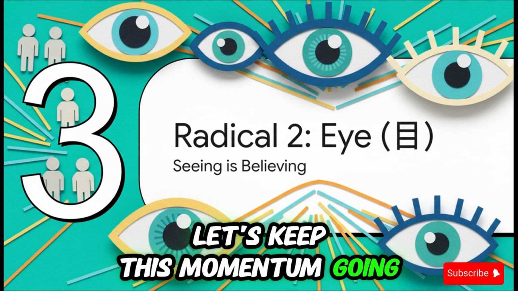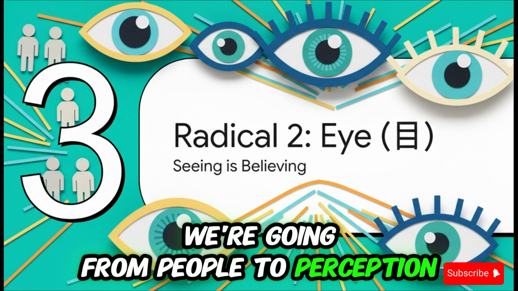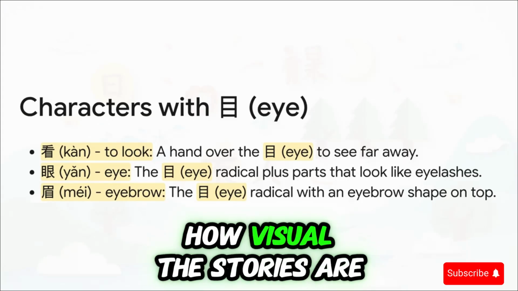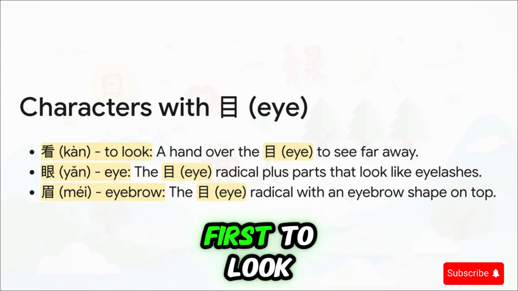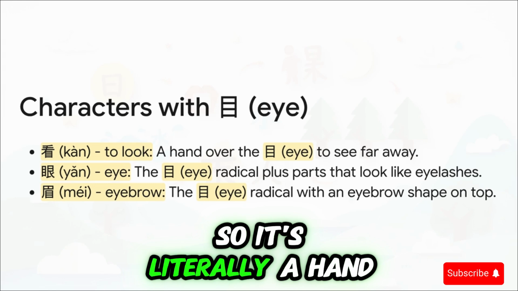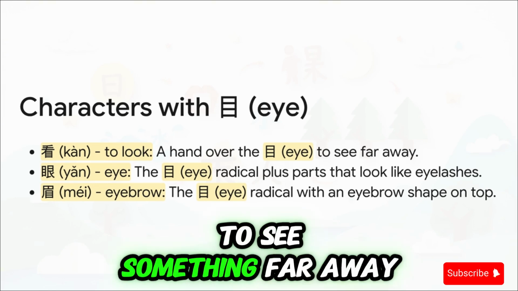Let's keep this momentum going and move to our next radical. We're going from people to perception with the eye radical. What's really cool here is how visual the stories are. First, to look. See that part on top? It represents a hand. So it's literally a hand over the eye radical, just like when you shield your eyes to see something far away.